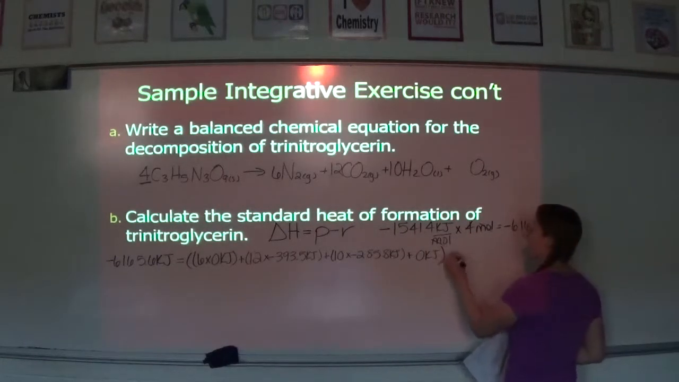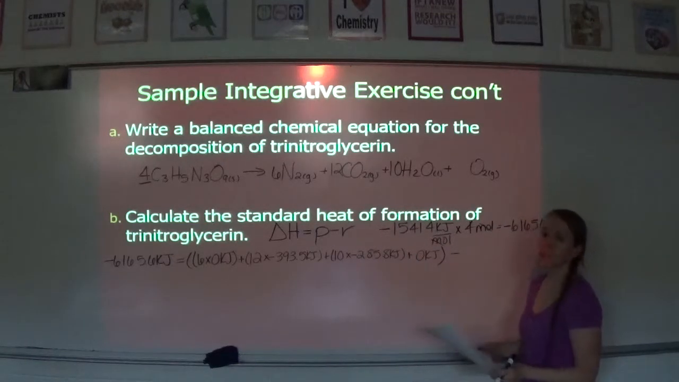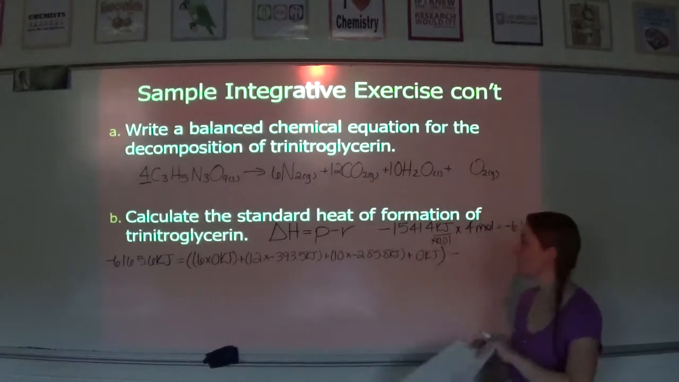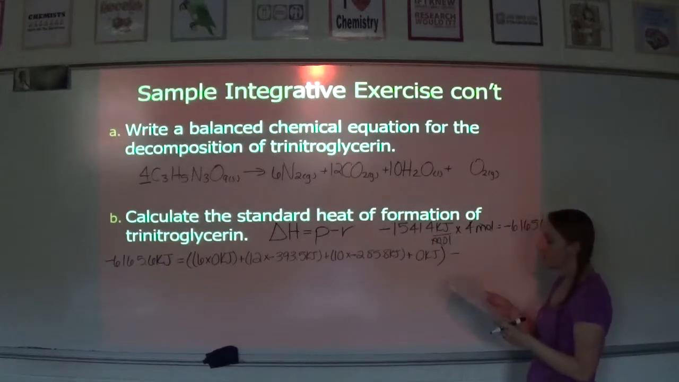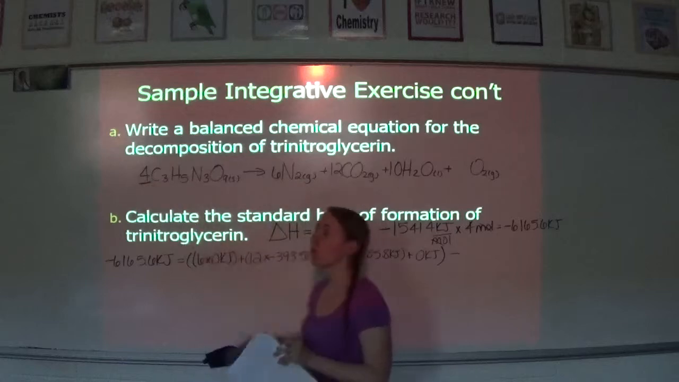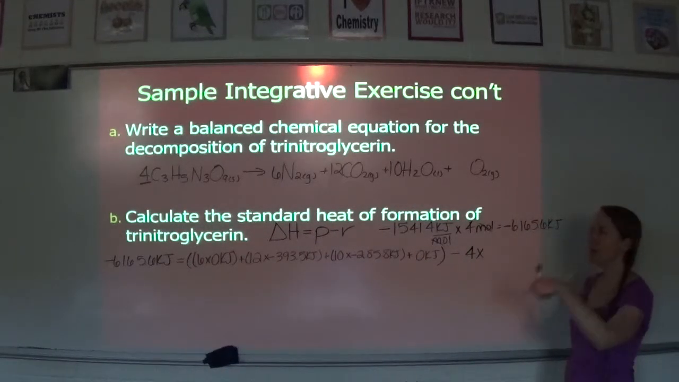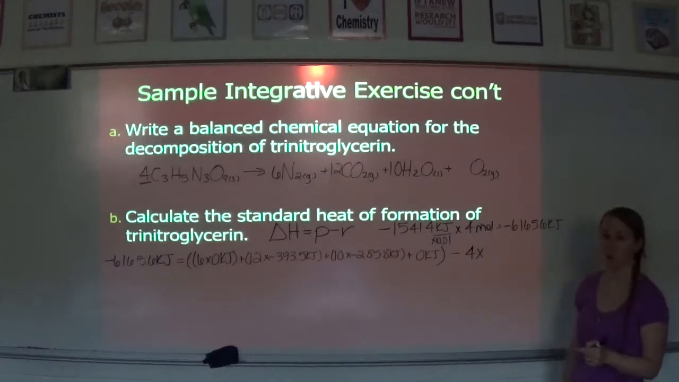And then all of that minus my reactant, which is my C3H5N3O9, my trinitroglycerin. Alright, but you got to be careful on this because we're not just going to put X, because what's in front of it? A 4. So we're actually going to solve this for 4X. Okay, so you got to be careful of that. We haven't done one where there was a coefficient on what we're solving for, but if there is, you have to put that coefficient there.